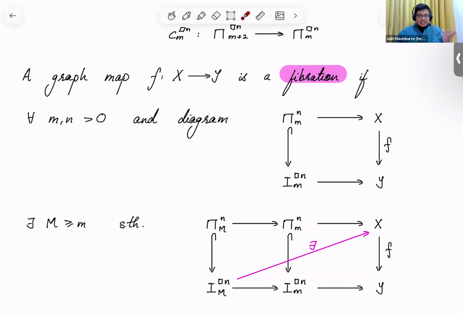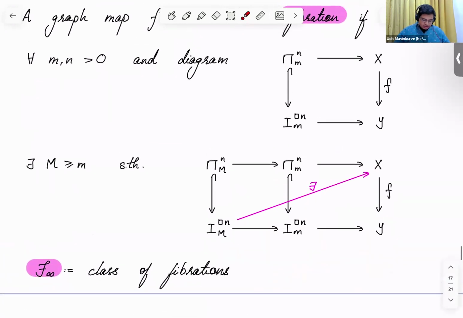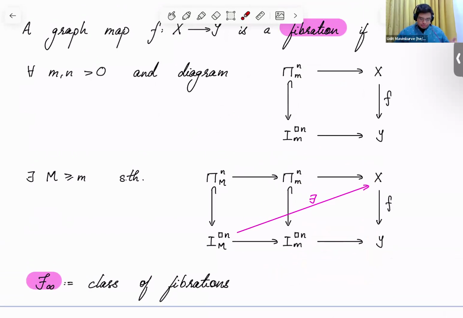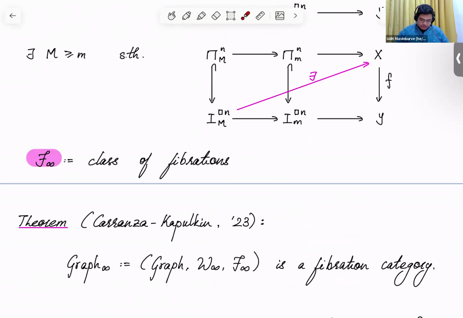So again, we see that these shrinking maps are appearing. And so let's call the class of fibrations F_∞. Daniel Carranza and Kapulkin proved in their 2023 paper, the same one, The cubical setting for discrete homotopy theory, revisited, that the category of graphs with weak homotopy equivalences and the fibrations that we defined just now actually defines a fibration category. So that really helps with a lot of computations.